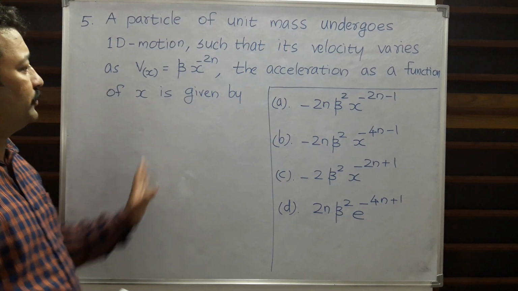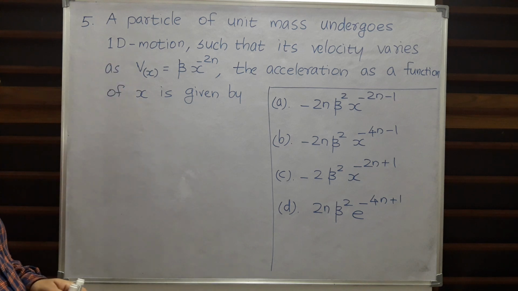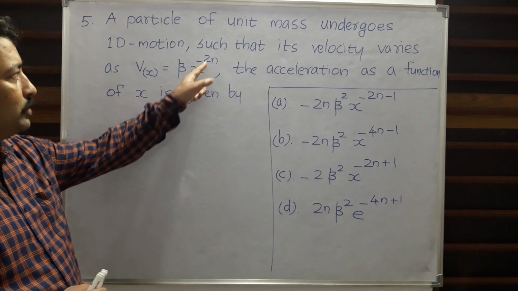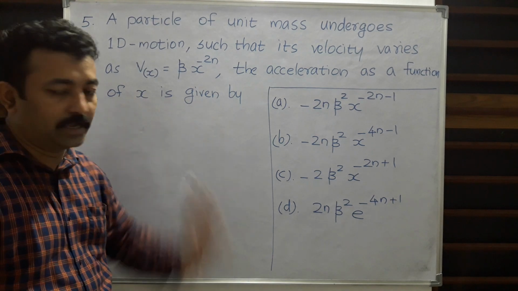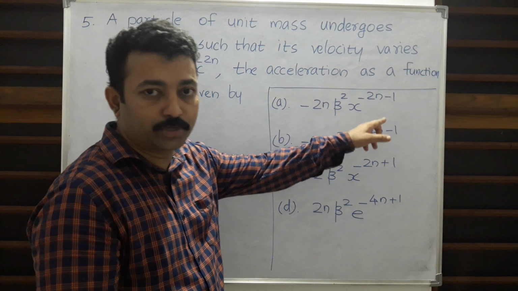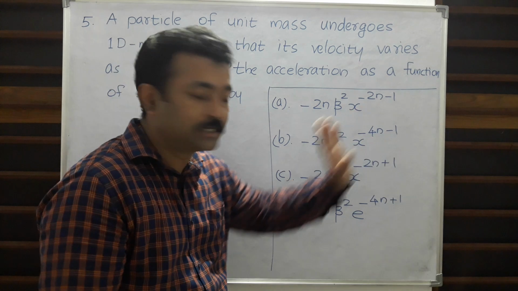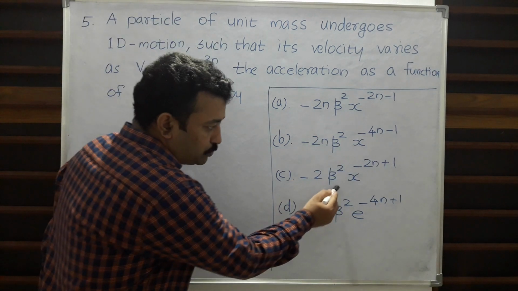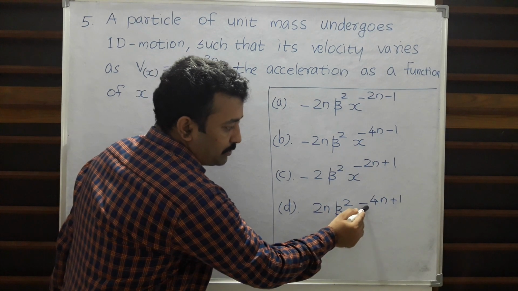Moving on to the fifth question now. Here the problem is given like a particle of unit mass undergoes one-dimensional motion such that its velocity varies as v of x is equal to beta x to the power minus 2n. The acceleration as a function of x is given by, options are: A, minus 2n beta square x raised to minus 2n minus 1. Option B is minus 2n beta square x to the power minus 4n minus 1. Option C is minus 2 beta square x to the power minus 2n plus 1. Option D is 2n beta square x to the power minus 4n plus 1.